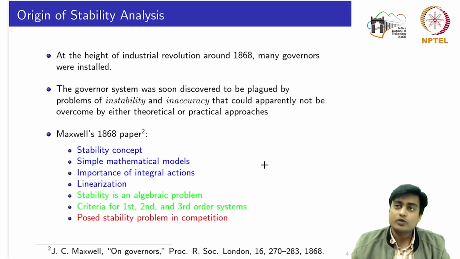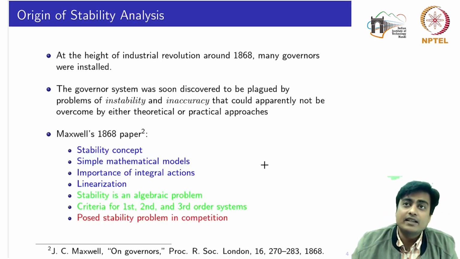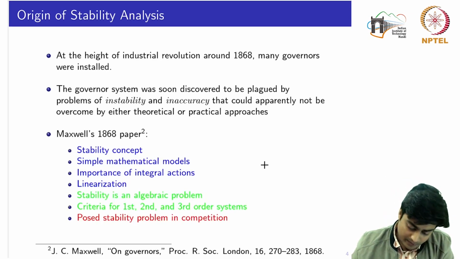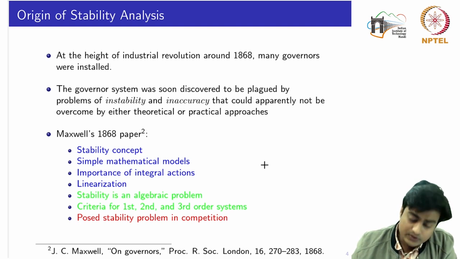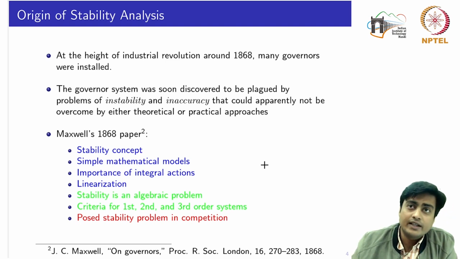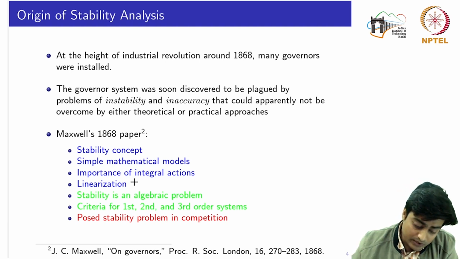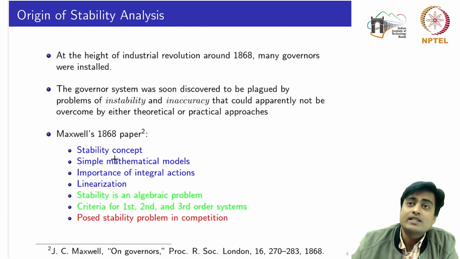So there was a very famous paper by Maxwell in 1868. This paper is cited here. You could also see this paper is freely available on the internet if you would like to go a bit deeper into what this paper talks about. This paper brings many important things theoretically and also from the practical point of view. First of all, it introduces the concept of stability. Second, this paper describes the simple mathematical models of the engine and the governors.